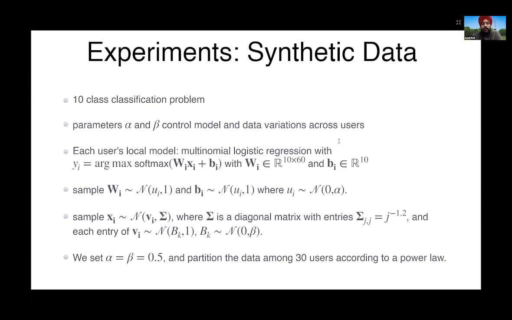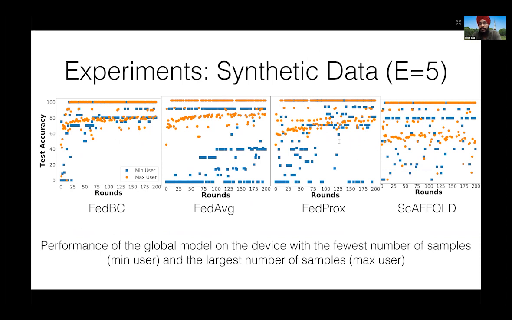So experimentally, we performed experiments on synthetic as well as real data sets. For the synthetic dataset experiment, we use the FedProx paper setting to generate the synthetic data set. And these are the results. We compare the proposed FedBC algorithm with FedAvg, FedProx, and SCAFFOLD. So let me try to explain it in more detail.